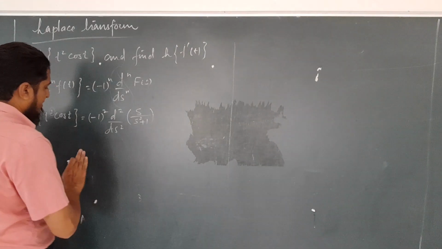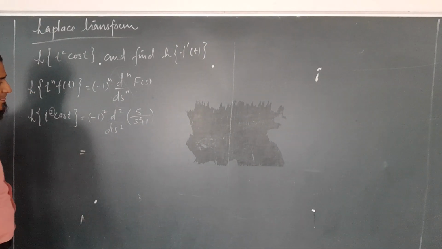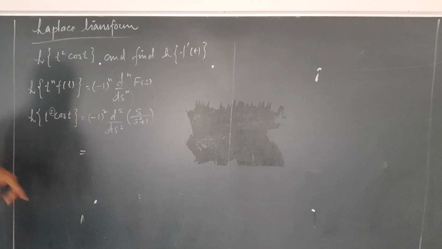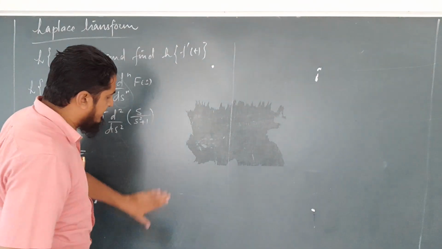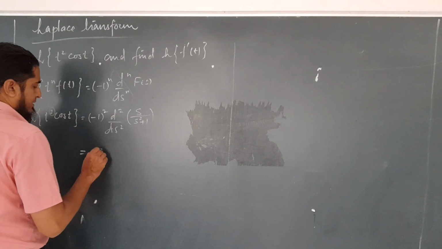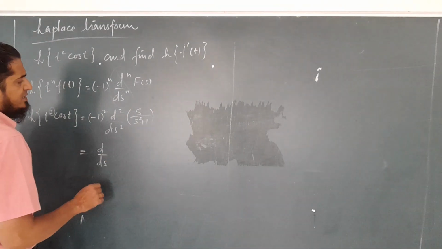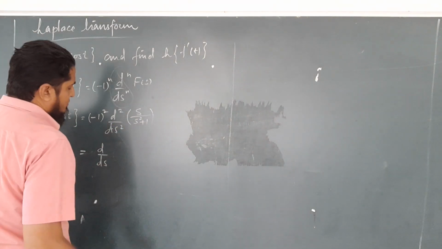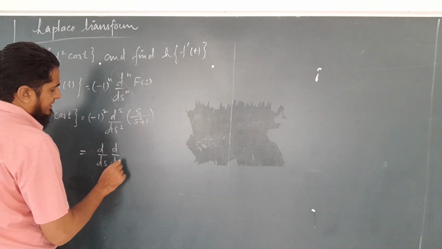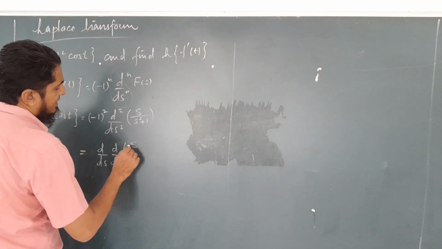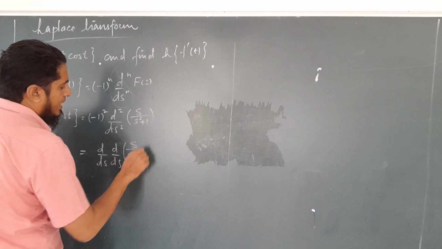Now since we know that the square of minus 1 is 1, there is no need to write it there. Then we have to differentiate s upon s square plus 1 twice, so we can write it as d by ds of d by ds of s upon s square plus 1.